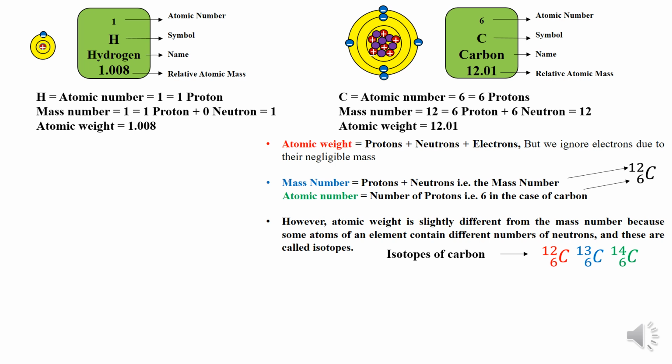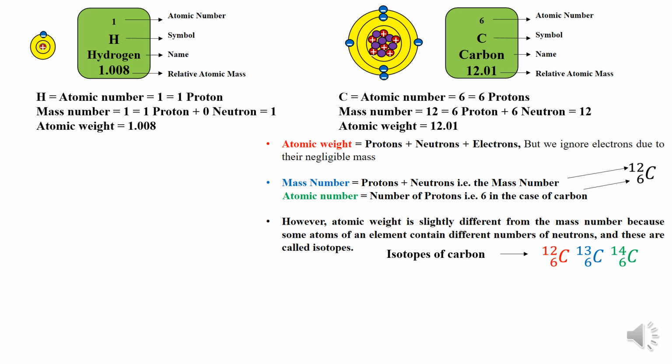Now if you observe the symbols of the isotopes of carbon very closely, you will find that the atomic numbers are the same while there is variation in the mass number, that is 12, 13 and 14. This variation in mass number is due to varying number of neutrons present in the nucleus of the respective isotopes of carbon.